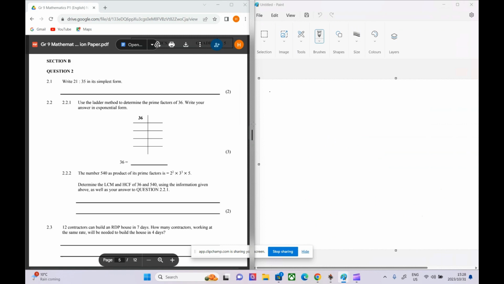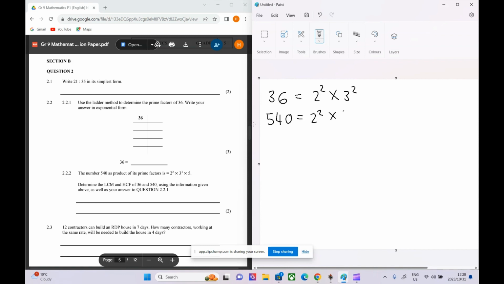So we already said, okay, 36, we can write that as 2 to the power of 2 and 3 to the power of 2. And they tell us now 540 in exponential form is 2 to the power of 2, 3 to the power of 3, and 5. What I found helps me is I write it in product form.